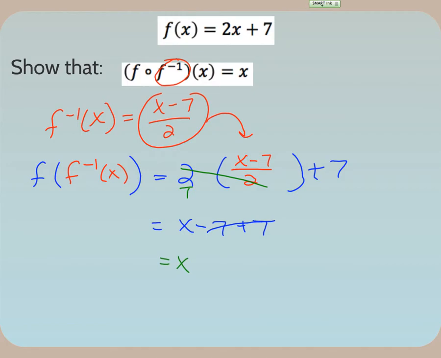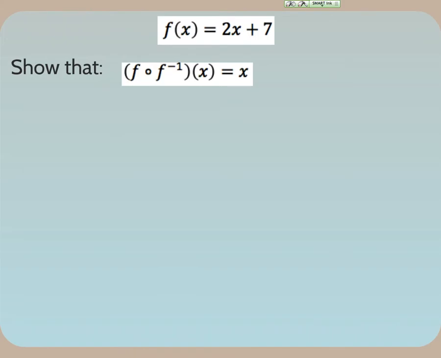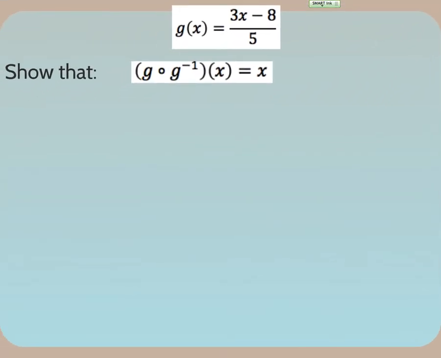I want you guys to try one of these on your own. Does anyone have any guesses at what the next one's going to be? Yep. You guys got it. So going back to your g of x function, same g of x as it was in the second example, show that the composition between g of the inverse of g of x just equals x. So I'm going to give you guys a little bit of time. And then we'll go over it real quick.